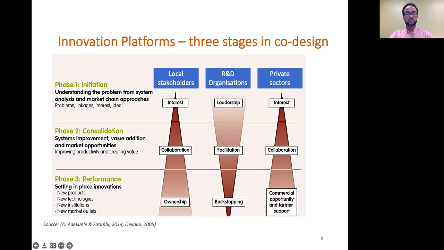So on the consolidation phase, we look at systems improvements, value addition, and market opportunities. So this is the experimental implementation period where we are trying to address the problem that has been identified. So in the performance phase, after evaluating and testing the technologies, we come up with a new product, new technologies, new institutions, or new market outlets. So their role is changing through time.